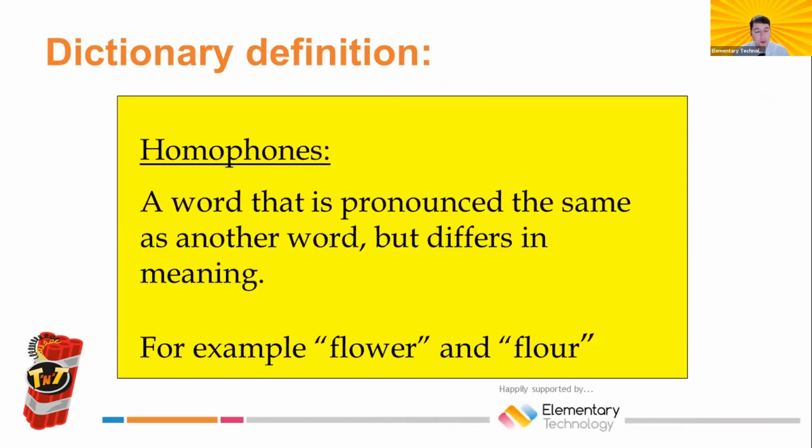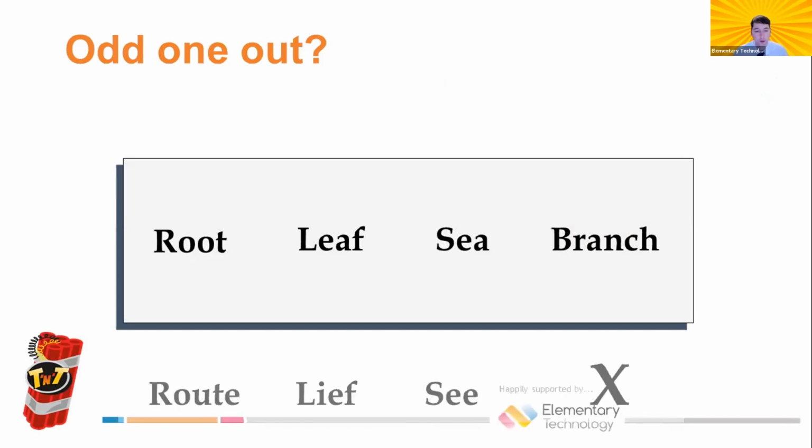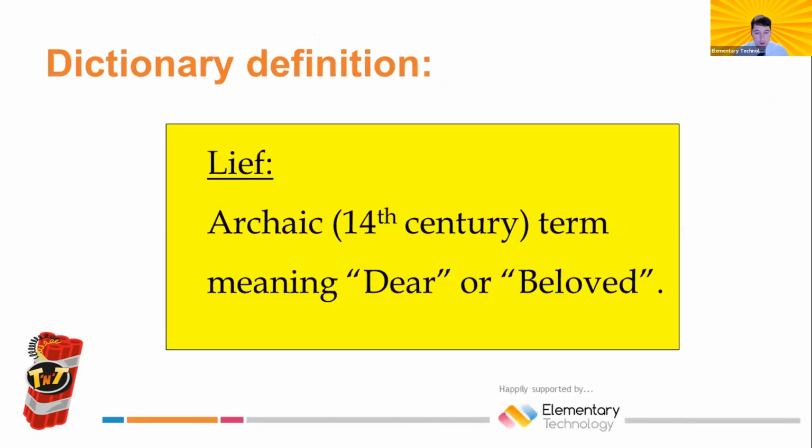So homophone, a word that's pronounced the same as another but differs in its meaning, like flowers in the meadow and flour you make bread with. So are the rest all really homophones? Well, your roots can be your route, your journey to something. You can see things with your eyes across the room. Is leaf a homophone? Well, apparently it is, although not one I'd ever heard of before this.